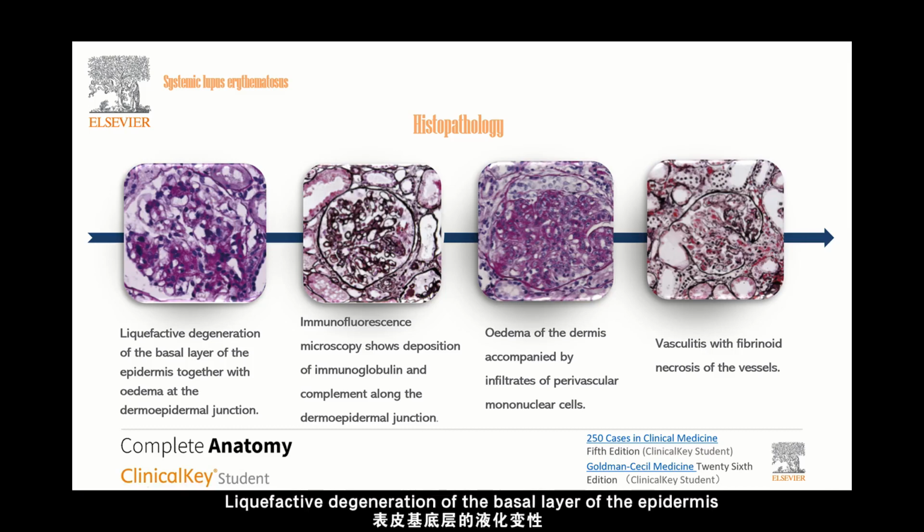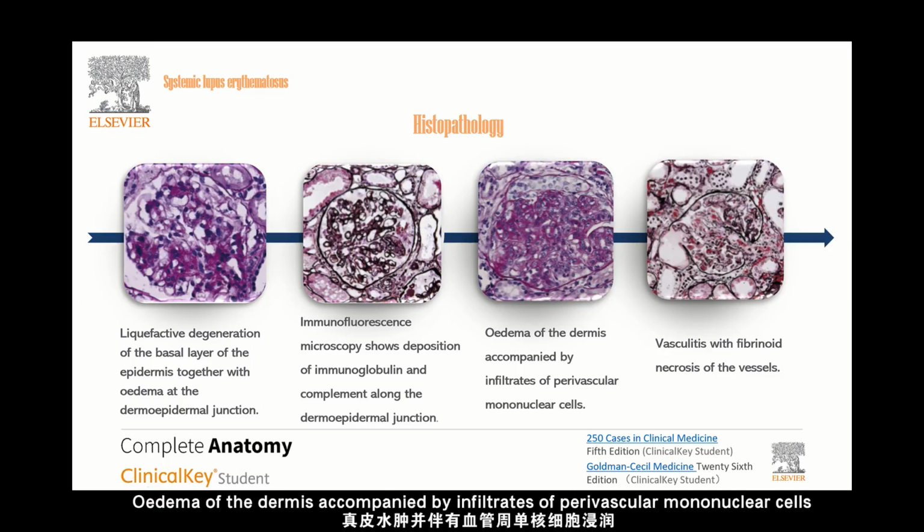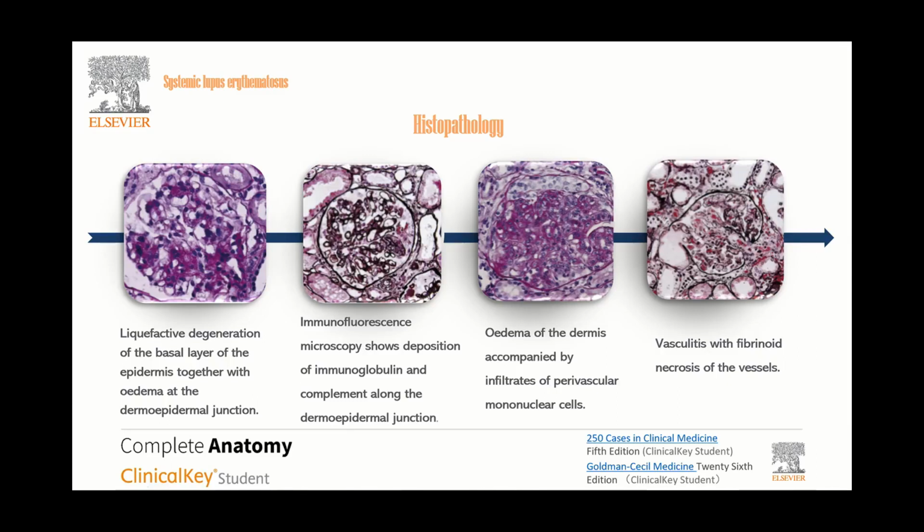What is the histology of the skin rash in SLE? Liquefactive degeneration of the basal layer of the epidermis together with edema at the dermoepidermal junction. Immunofluorescence microscopy shows deposition of immunoglobulin and complement along the dermoepidermal junction. Edema of the dermis accompanied by infiltrates of perivascular mononuclear cells, and vasculitis with fibrinoid necrosis of the vessels.